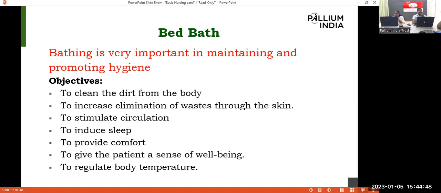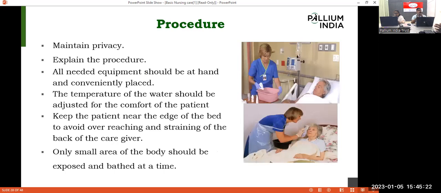Then stimulate the circulation also. While doing bed bath, skin care and back care, that type of stimulation of the skin will stimulate the circulation, then induce sleep also for the person, and we can provide comfort also. The patient will also feel a sense of well-being and freshness after the bed bath. Then body temperature can also be stabilized by the bed bath.